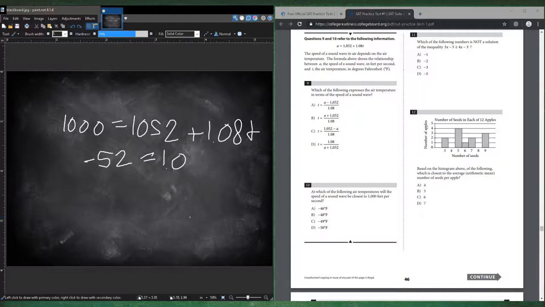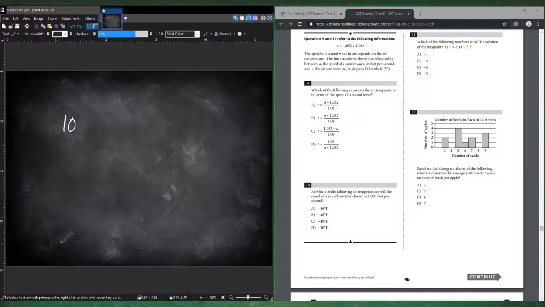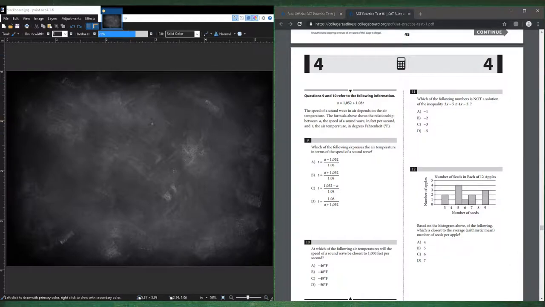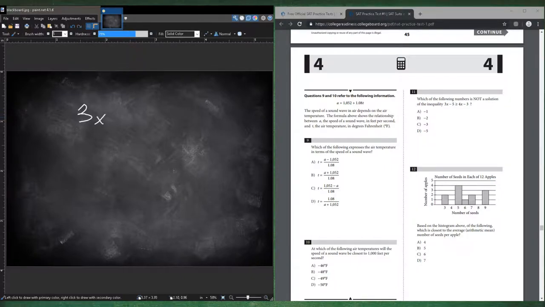Pretty basic question. Which of the following numbers is not a solution of the inequality 3x minus 5 is greater than or equal to 4x minus 3? So 3x minus 5 is greater than or equal to 4x minus 3. Since I want to keep the x positive, I'll subtract 3x from both sides, so negative 5 is greater than or equal to x minus 3.